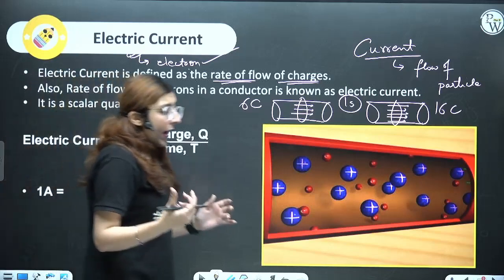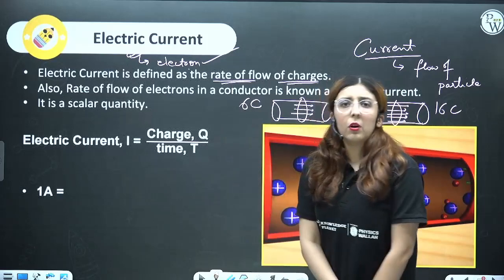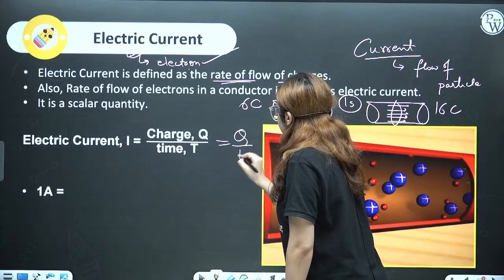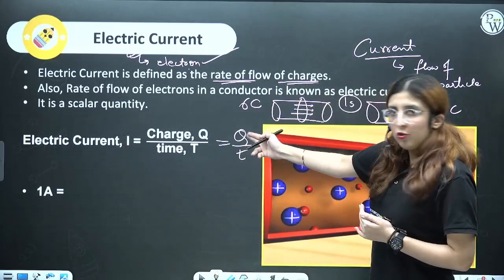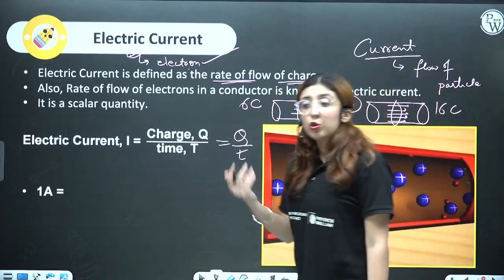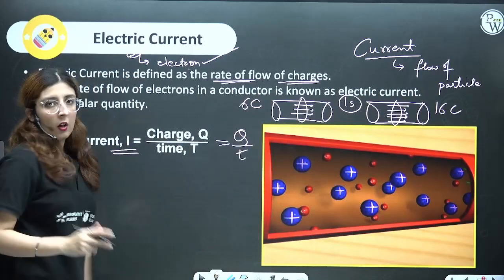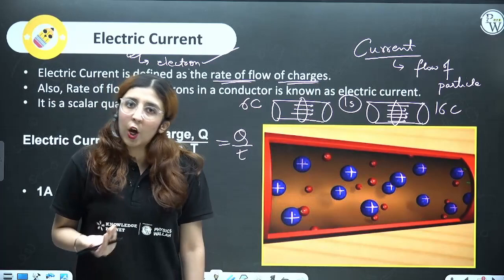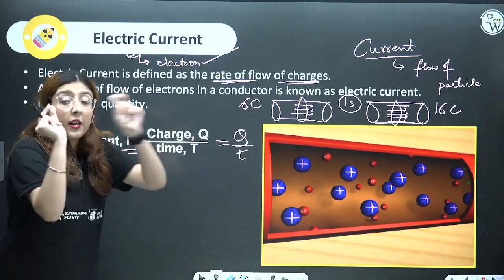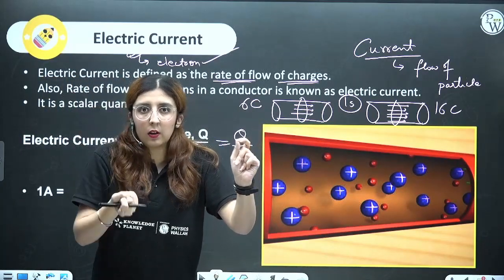So when I am saying rate of flow of charge, in simple terms, how will the formula look? Charge over time, right? Flow of charge, charge is important, rate of course by time. So my current I is equal to Q by T. Current symbol is nothing but I. I is the symbol for current that we use. Q is charge, T is time, rate of flow of charge. So rate, everyone, will come in the denominator.